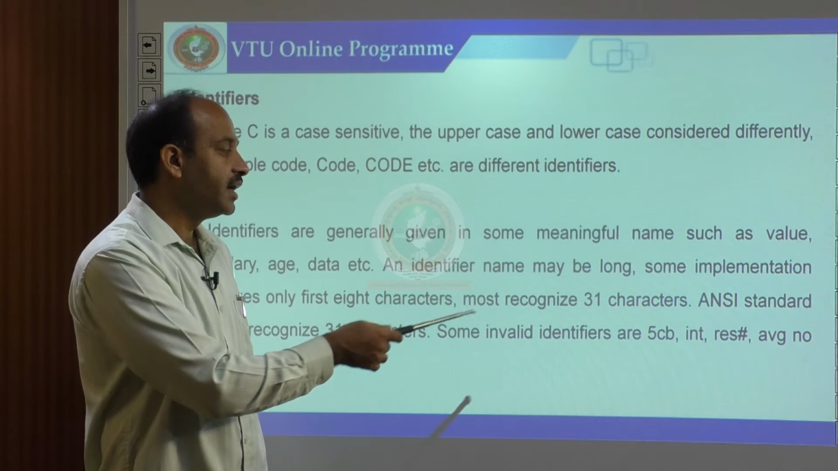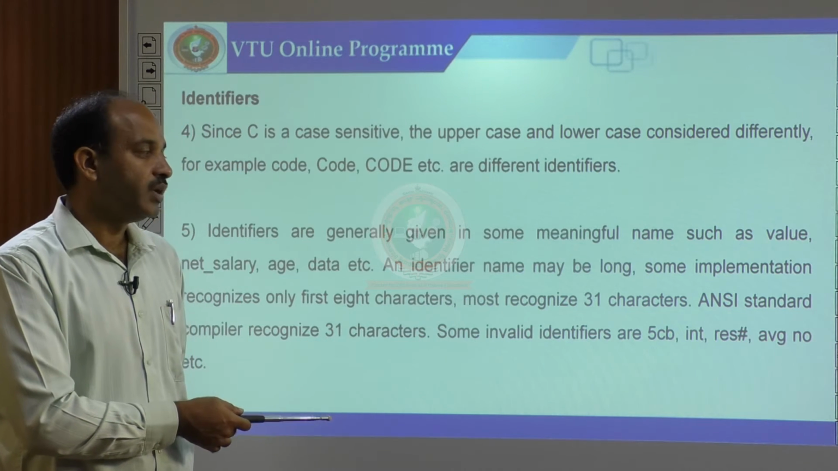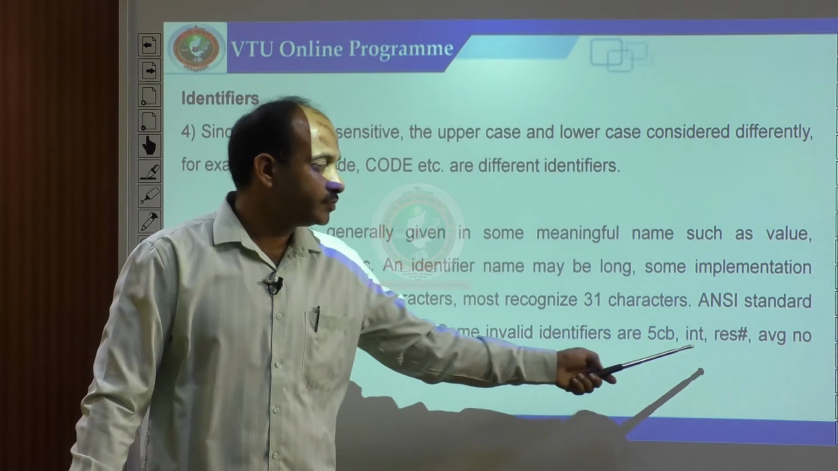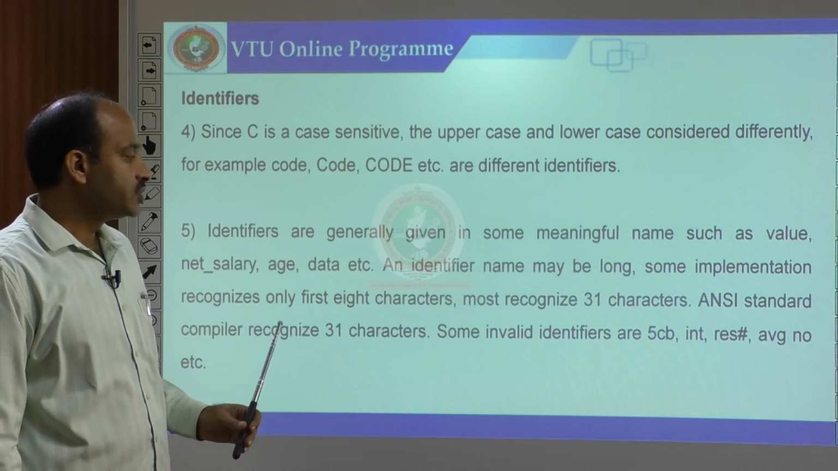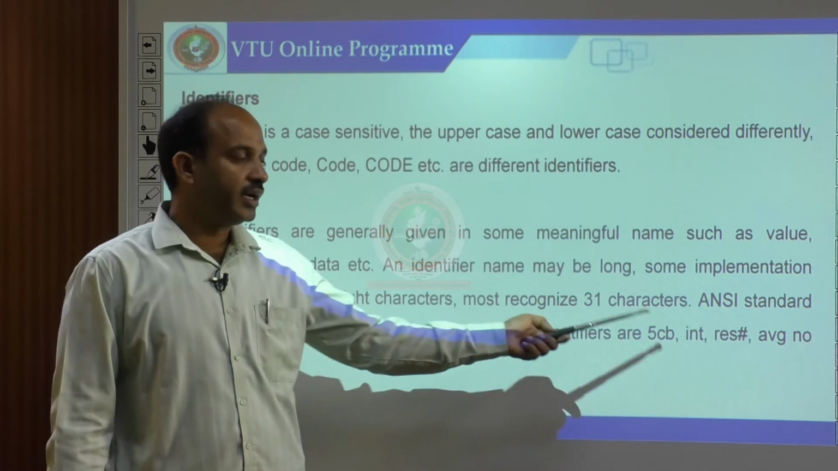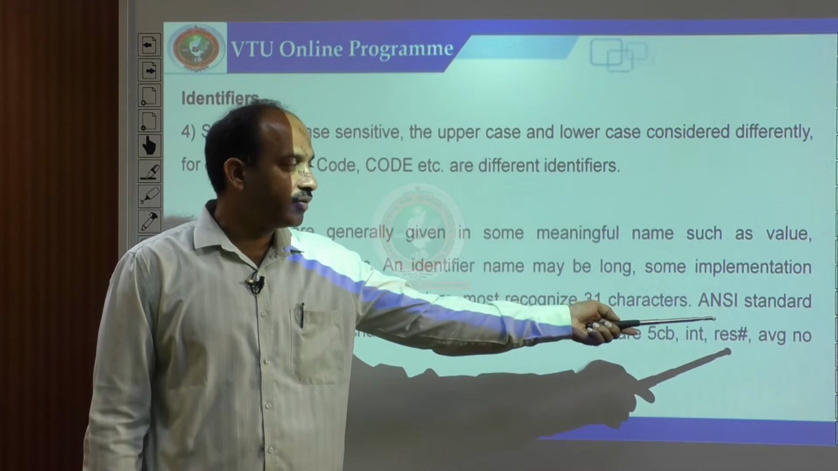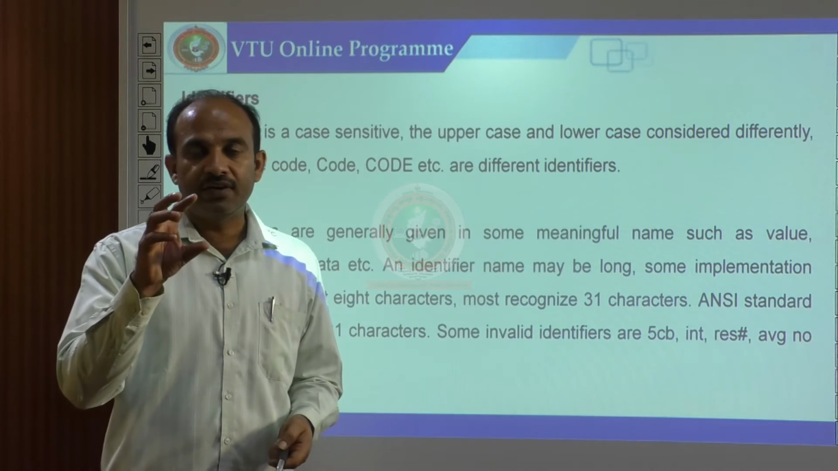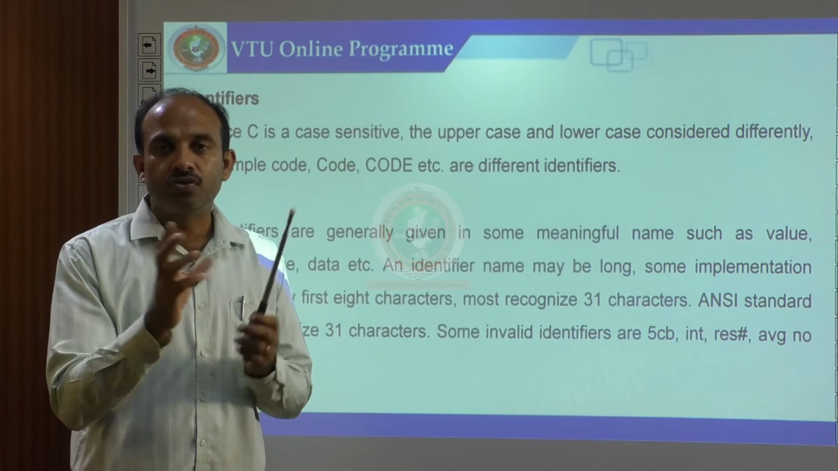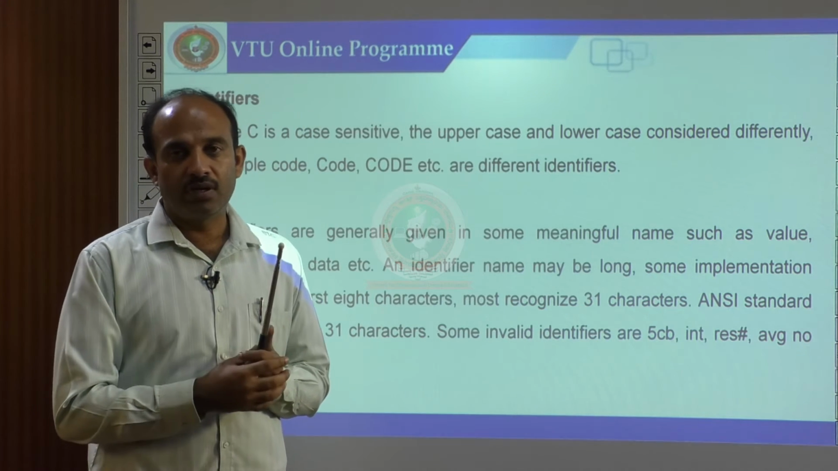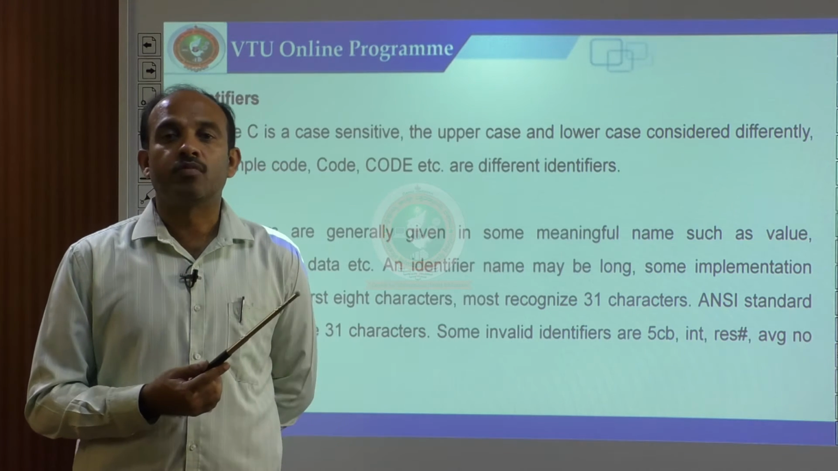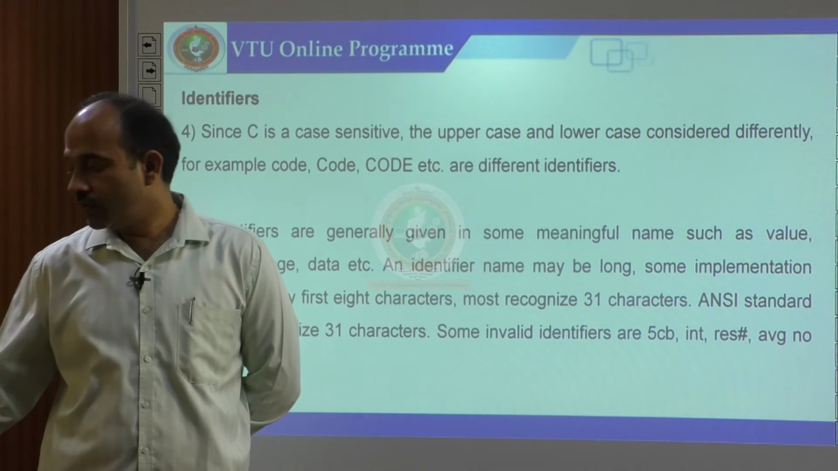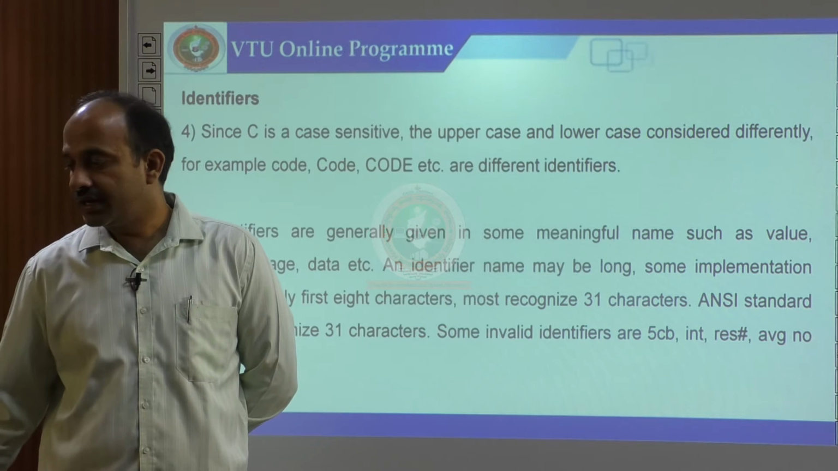Some of the invalid identifiers are 5CB, int, REC hash, AVG, NO, etc. Here int is a reserved word, and in average, space, an identifier should be continuous. You are not supposed to use any spaces in between. So these are some of the rules you need to follow while defining an identifier.